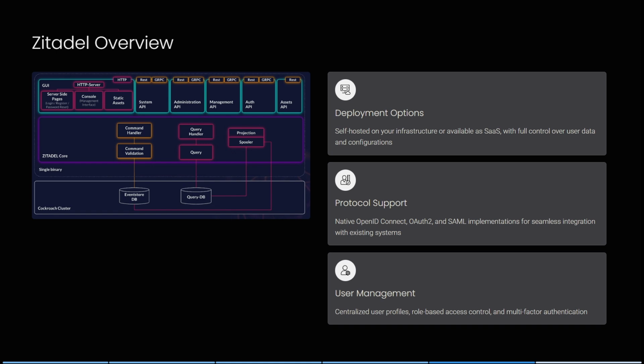So they have deployment options. They have self-hosted on your infrastructure, or it's available as a SaaS, which is software as a service, with full control over user data and configurations. It also has protocol support. So it has native OpenID Connect, OAuth, and SAML implementations for seamless integration with existing systems. And it has a centralized user management system with role-based access control and multi-factor authentication.